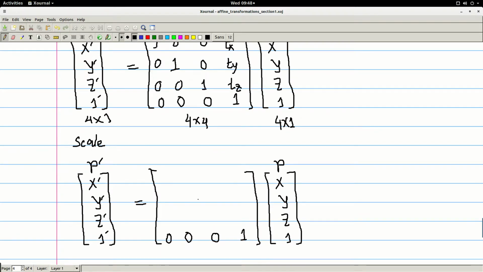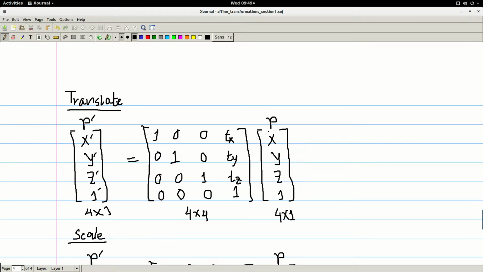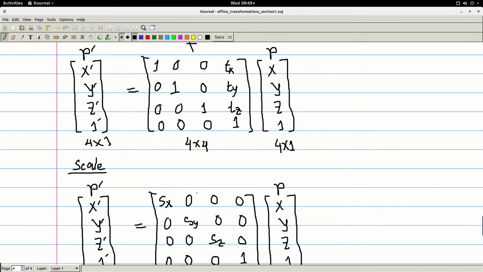And help me out over here. How can you write 4 numbers so that the end result is x prime equal to sx times x? That's the formula for scale. What was it? sx times x, 0 times y, 0 times z, 0 times 1, so that it gets cancelled out. And if you can write down the first row, well, it's kind of obvious what you do for the remaining rows, right? What would that be? 0, sy, and then? 0, so kind of easy, right? No big deal. So this is our translate matrix. This is our scale matrix.